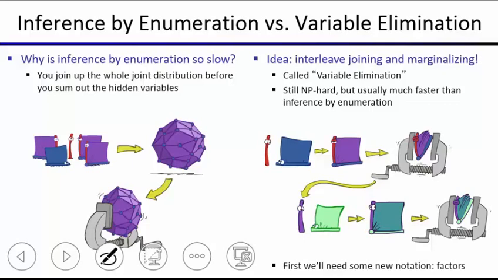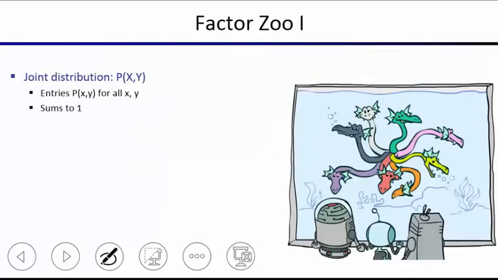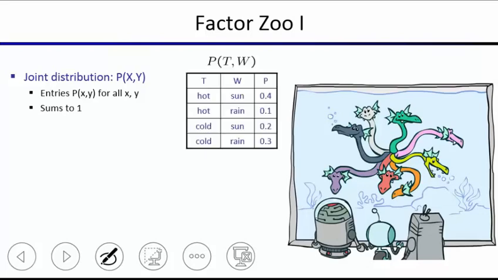Okay, so we'll need some notation first. The main thing we're going to look at in terms of notation is something called factors. There'll be a whole zoo of factors, so let's start with the first one here. One example of a factor is a joint distribution. It's of the form P(X,Y) here. It could be more variables. Essentially, it's a table with entries for every possible instantiation each of these capitalized variables can take on, and those will be the probabilities of that joint instantiation.